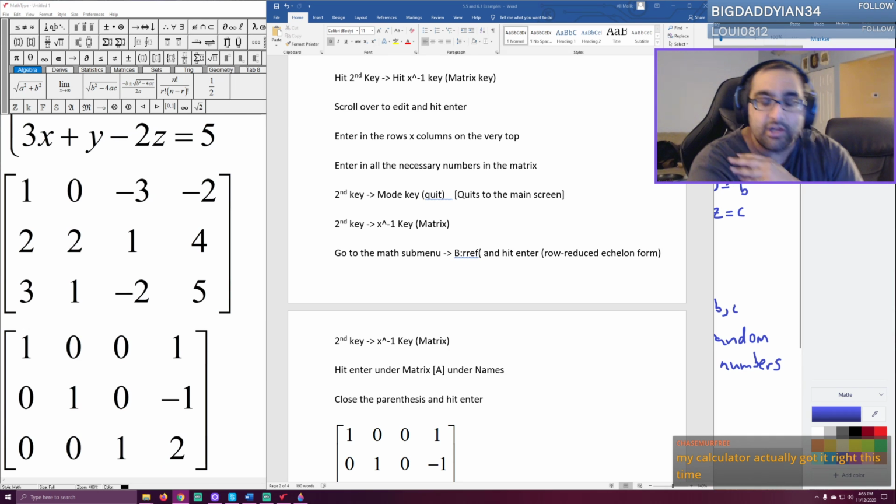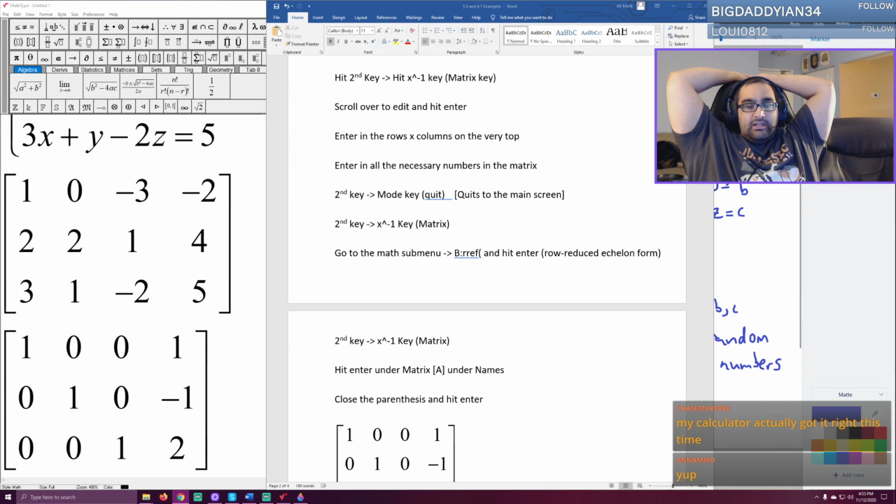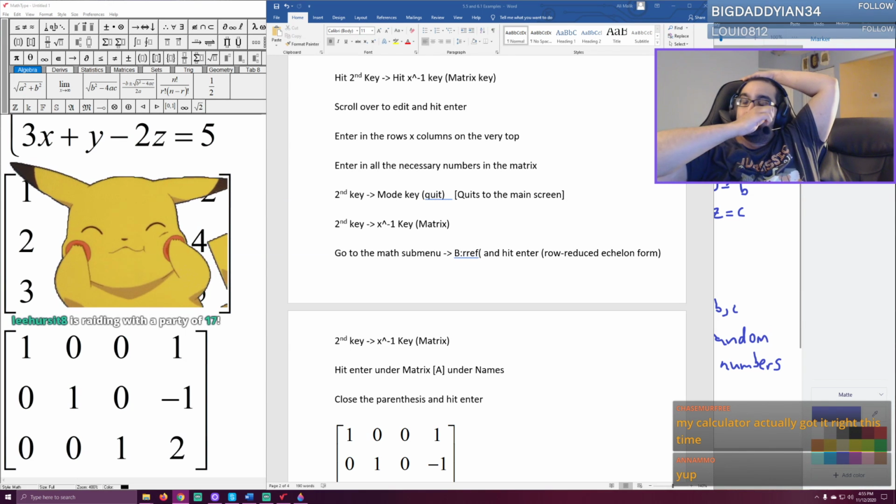All right, so your calculator got the same. Anybody else get the same answer? X equals 4, y equals minus 3, and z equals 2? Go ahead and say if you got the same answer or not. Want to be sure everybody got that there.